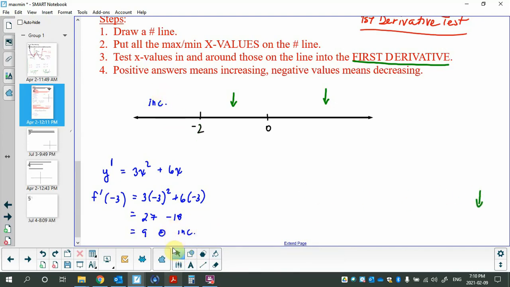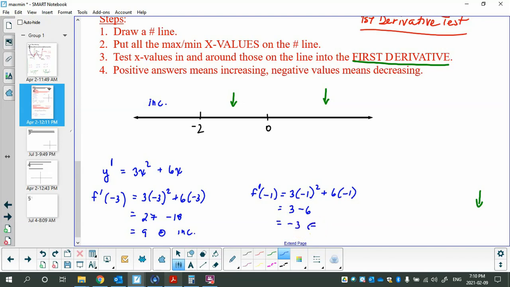Now I'm going to find a number between -2 and 0. So I could pick -1.573. But I'm not going to. I'm going to pick -1. And again, I'm going to put that into the derivative. So -1 squared is 1 times 3, minus 6 is -3, and that's decreasing.